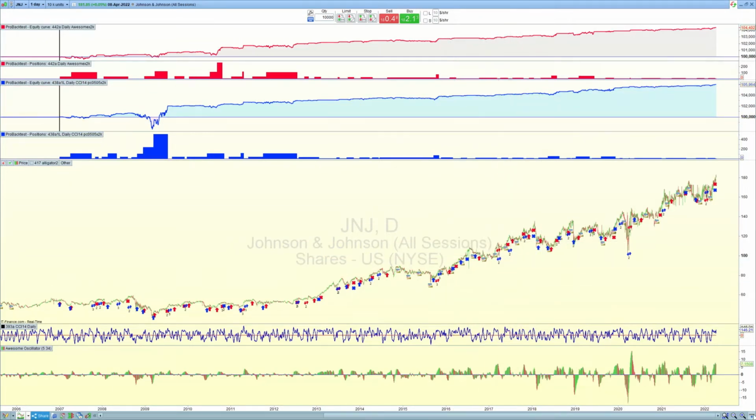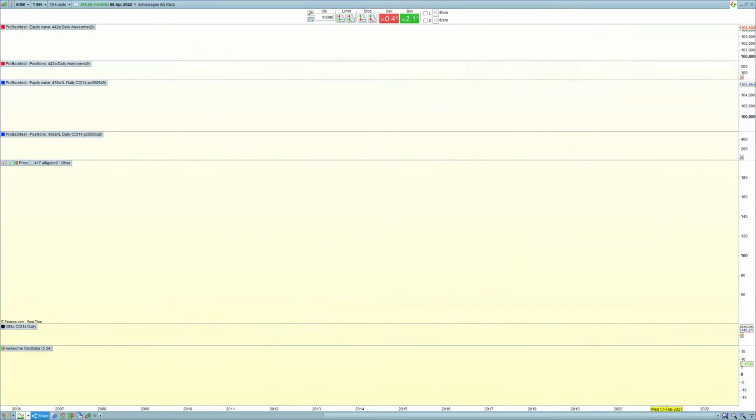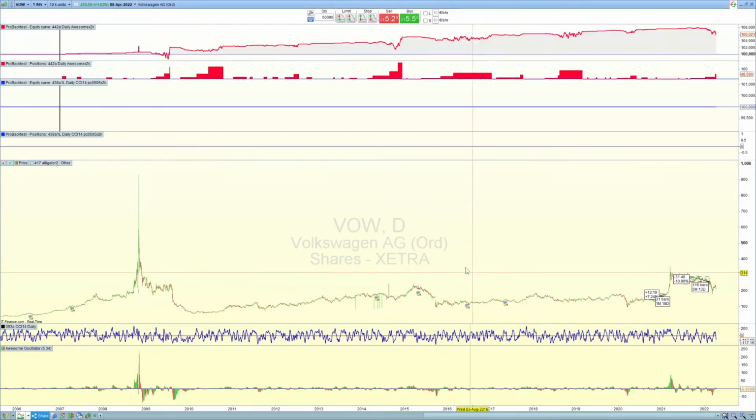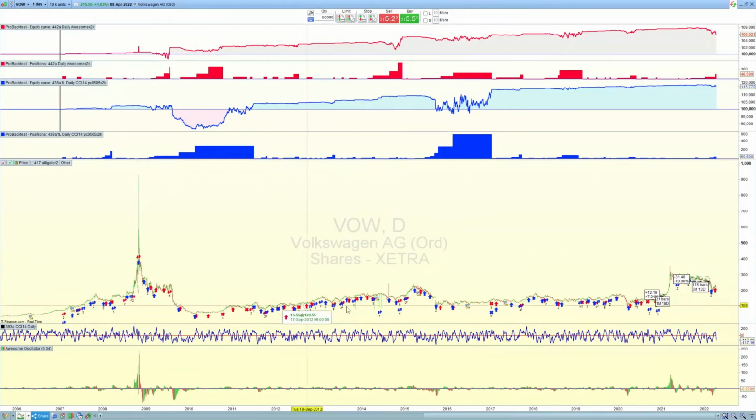Show you a couple more from Europe. Volkswagen. You can see it here, it's pretty flat, whereas multiple shares were entered here. But again, the CCI14 strategy returned 15,772, the Awesome Oscillator 6021.